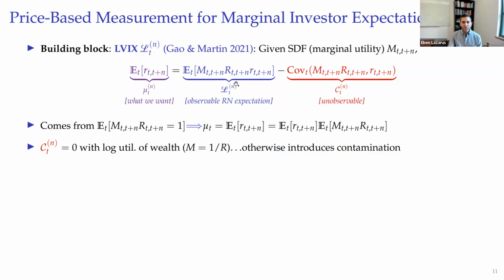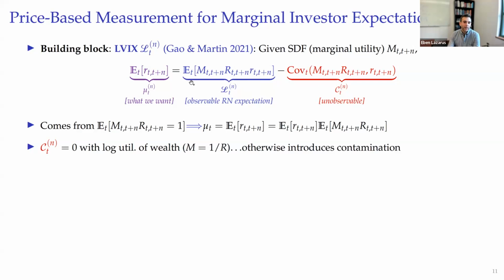Now, what does this paper allow us to do? They propose a way to measure something that is a proxy for this object of interest, which they and we will call the ELVIX. So it is an implied vol measure, as we've previewed, but it is not quite equivalent to the VIX, as we'll see. This is going to be the expected discounted, using the SDF, discounted gross return on the market times the log return on the market. Now, since this is a risk neutral expectation of a function of just the market's return, we're going to be able to measure this risk neutral expectation with option prices.